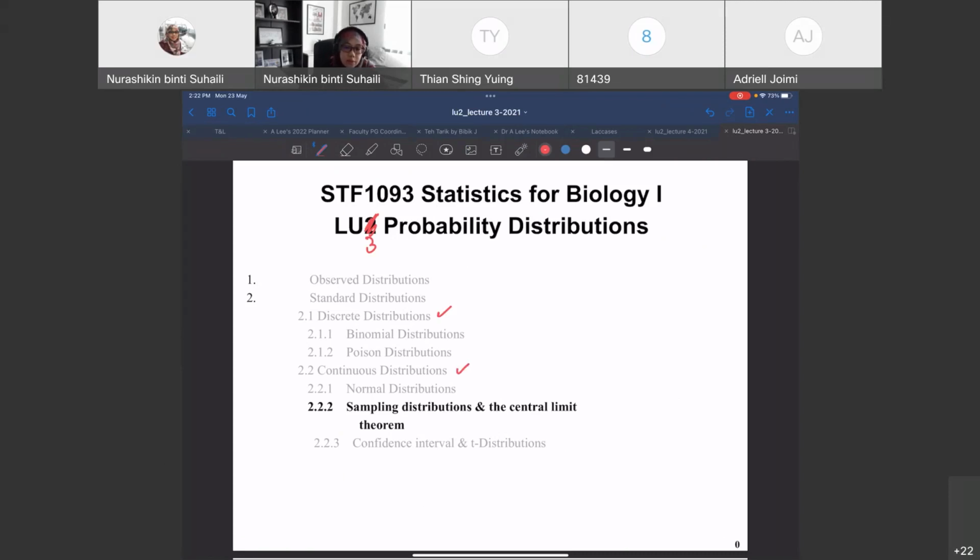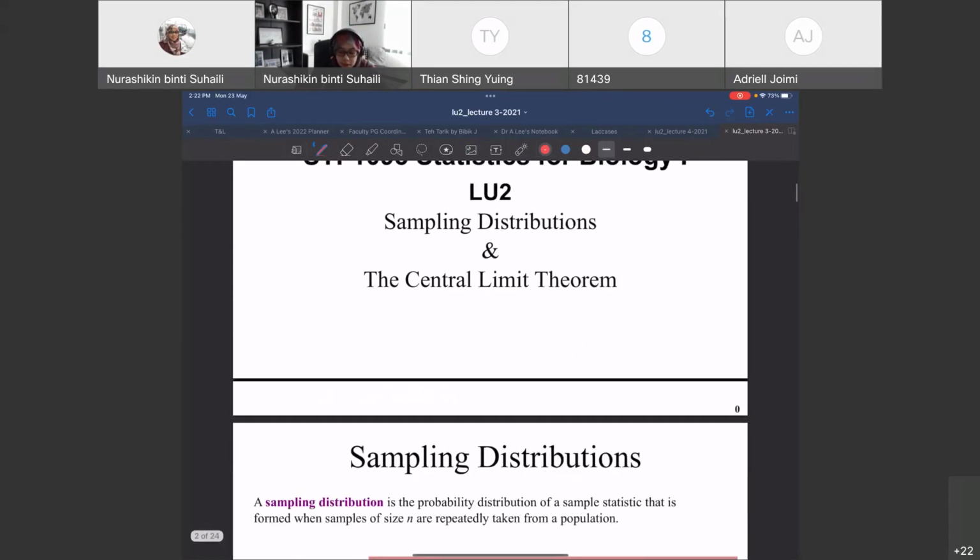Under continuous, we have covered normal distribution. Remember the bell-shaped curve. And under continuous, another one that we have to cover is sampling distribution and central limit theorem. The second topic is confidence interval and t-distribution. Let's have a look at sampling distribution first.